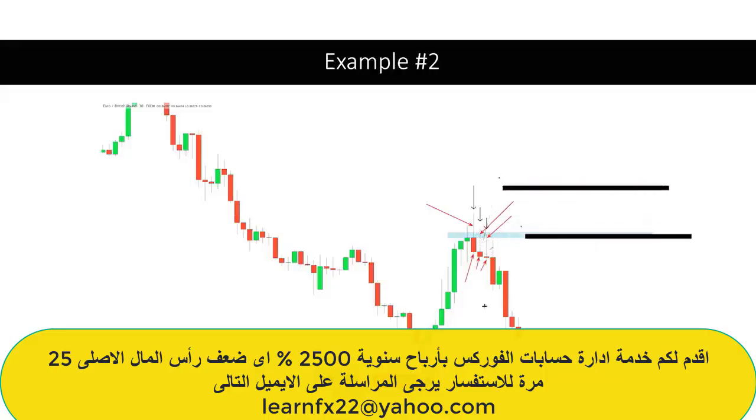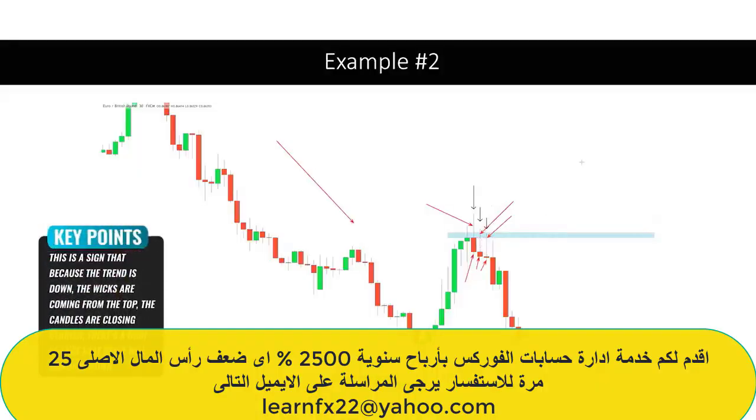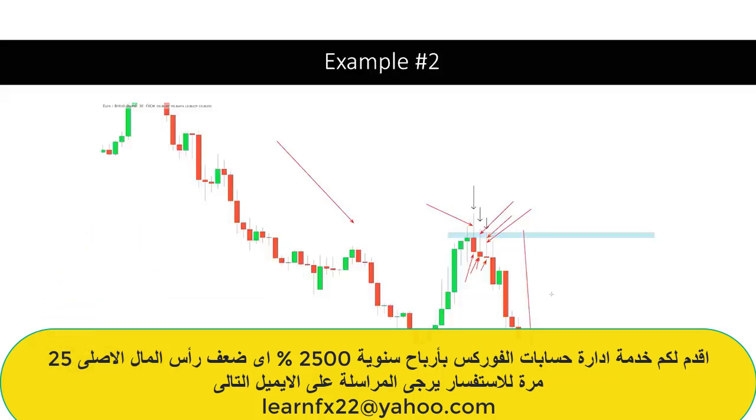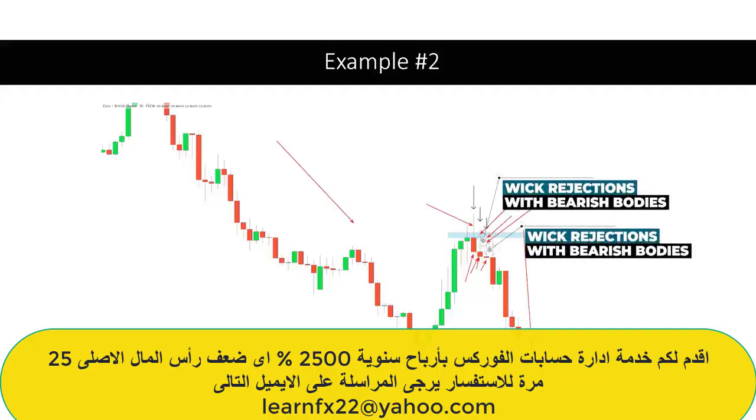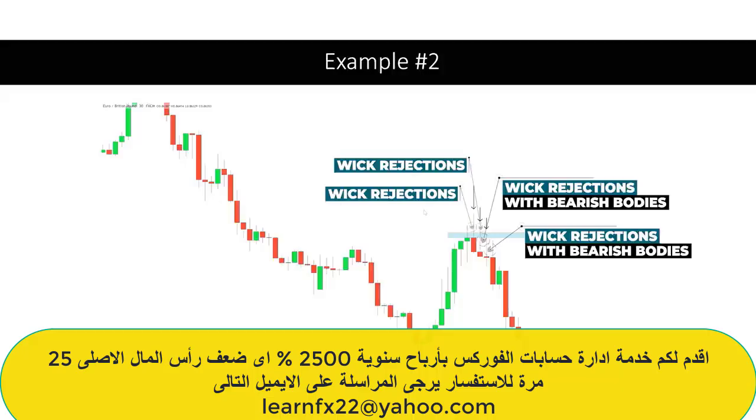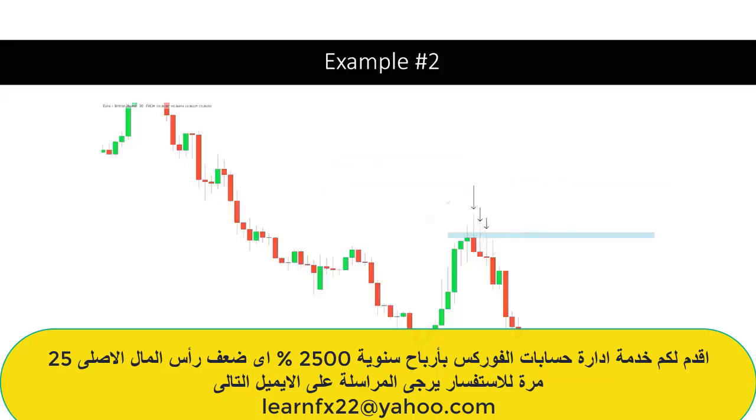Now, this is a sign to us that because the trend is down, the wicks are coming from the top and the candles are closing bearish, that there's a high chance that price will continue to push down. Now, the reason why this is important is because we can see that there's a weakness from the bulls and there's a failure to continue to make new highs. Add the confluence of the bearish body closes and the wick rejections, you can now start to gather enough confluence to support that the markets will continue down in this overall downtrend.